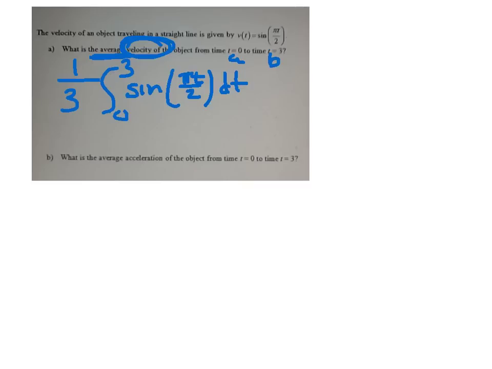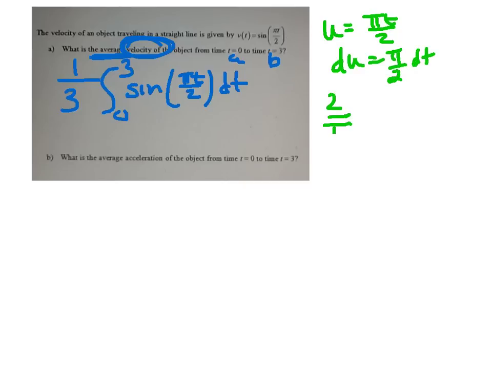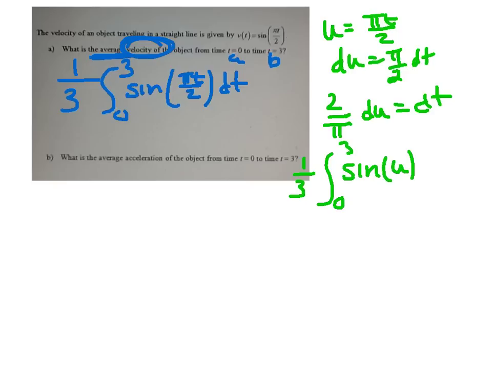So it looks like we have to do a little bit of u sub to integrate this function. So I'm going to do my work off to the side. And hopefully you're going right along with me. u equals pi t over 2. du is pi over 2 dt. Therefore I get 2 over pi du equals dt. So I'm going to keep going. I've got my 1/3 integral 0 to 3. I've got my sine of u and 2 over pi du.